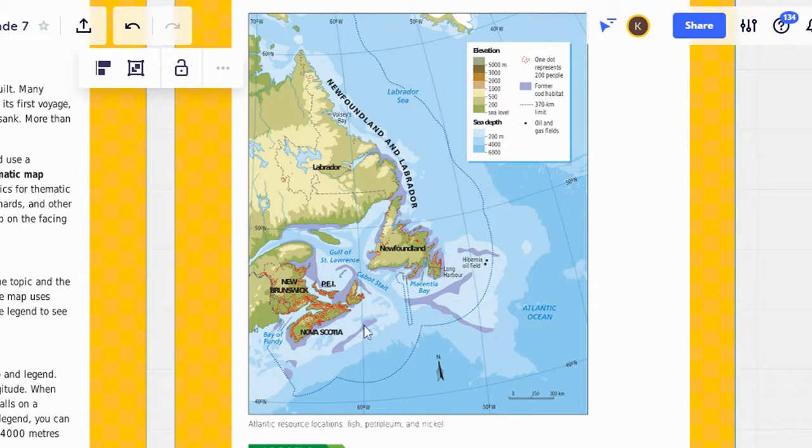So your assignment today is going to be to read page 32 and 33. Look carefully at the map, and then in your Google Classroom, there will be an assignment to answer some questions about the map and these pages. All right, let me know if you have any questions.